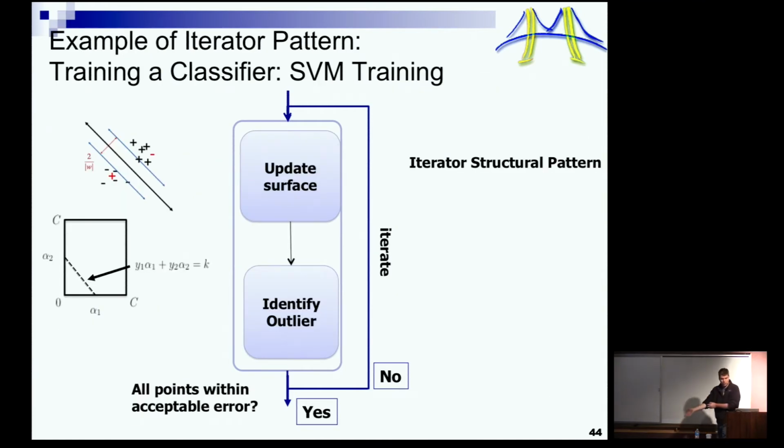Our example that we encountered is also an iterative solver, but it's for training an SVM classifier. So you have a number of points, and you want to build this frontier that divides the points. The surface is the frontier, essentially. So you update your surface, and then you have to identify points that are outliers in order to process those. And you iterate until the surface is acceptably close to the optimal solution. That's great.